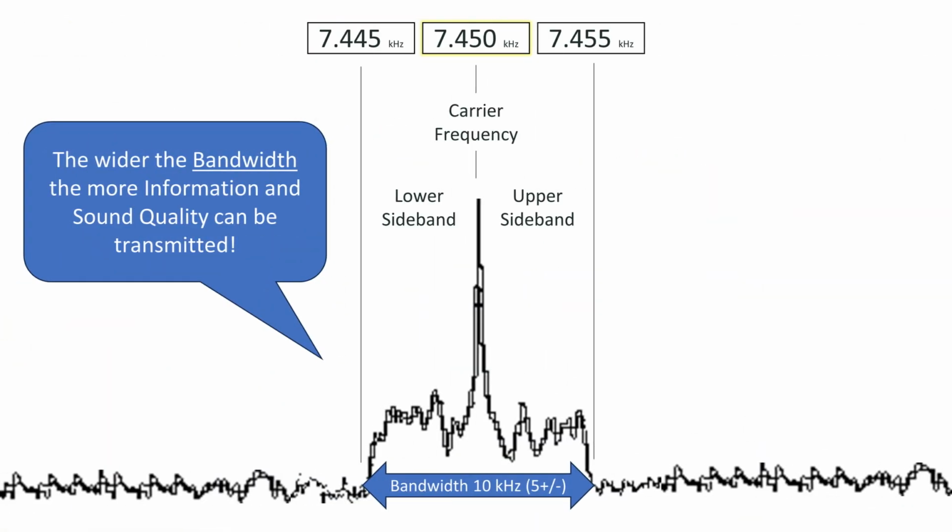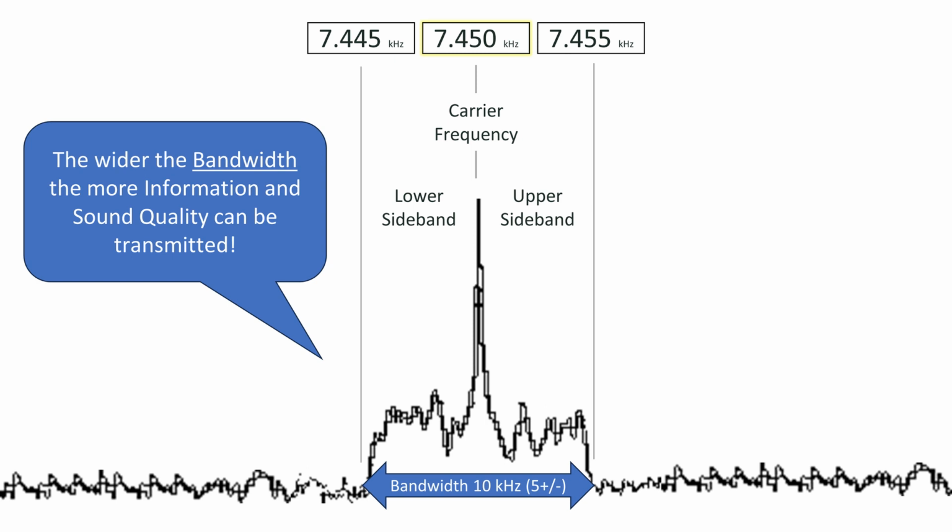AM radio signals consist of three parts. In this example, 7450 kHz is the carrier frequency. This is the frequency your device is tuned to. Below this frequency is the lower sideband, above, the upper sideband. This means a signal is actually not only one frequency, but a small frequency range. In this example, a 10 kHz range from 7445 to 7455 kHz. This 10 kHz range is the bandwidth of the radio signal.